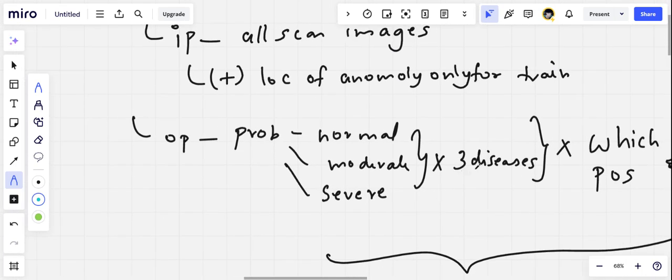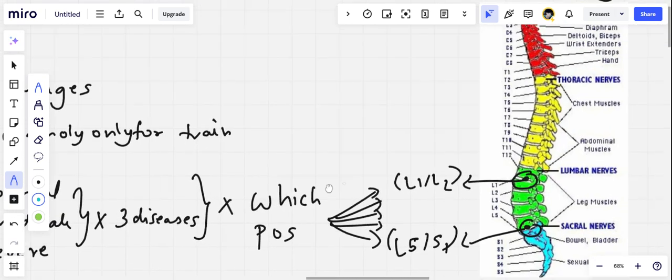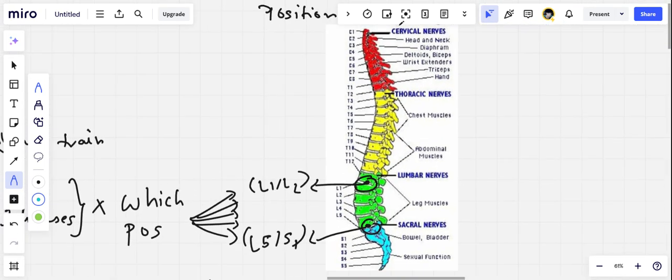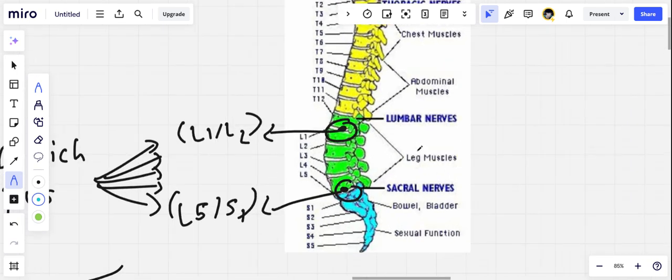So for the diseases, we need to know on which portion of the spine the actual disease occurs. The spine is divided into different regions. The top part is cervical, the middle one is thoracic where the lung occurs, the lower one is the lumbar part, and the downmost one is sacral. Our scans and the competition focus only on the lumbar part, so only this part will be displayed in the scan images. We'll only focus on this one.